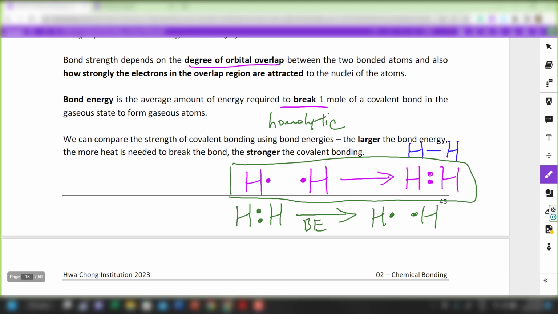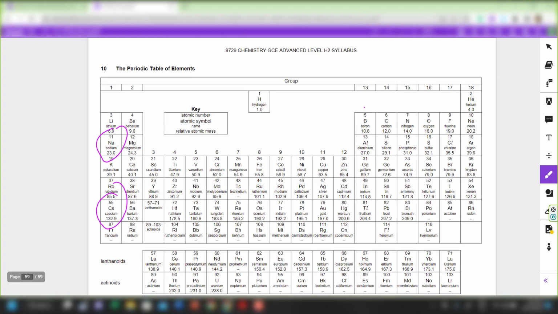So the word homolytic, you could include it in a definition, or if you don't wish to, you do not need to include it in a definition. But it's important for you to have a good understanding of what we mean by bond energy. If you wish to, you can go to your data booklets.